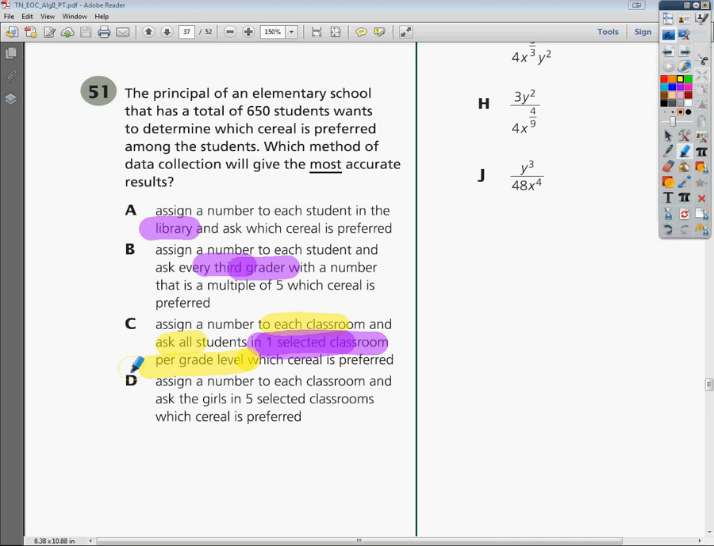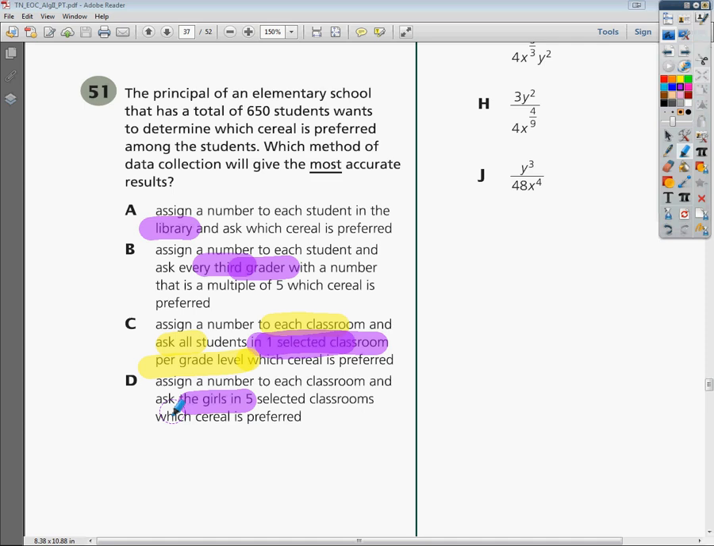This one seems pretty good. The last one says, assign a number to each classroom and ask the girls in 5 selected classrooms which cereal is preferred. You're limiting your group to one gender here, so it's probably not the best plan. It seems more limiting, and there doesn't seem to be as much openness. It does have 5 selected classrooms. Well, it depends on the school whether that's restricting or not. If there's only 3 or 4 classrooms per grade, it's not really as many as you would think it would be. But if there's a lot more, then it might be.